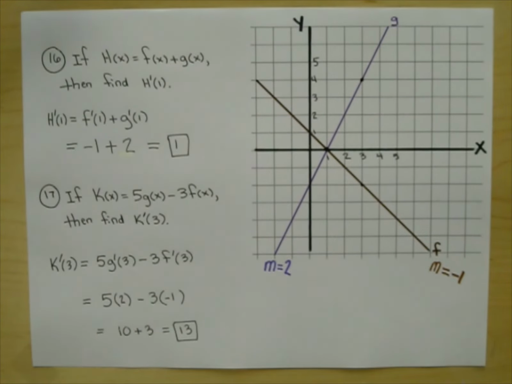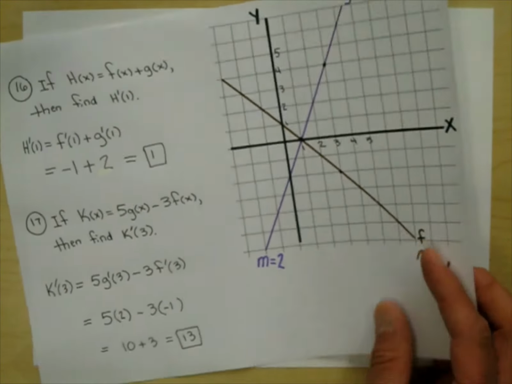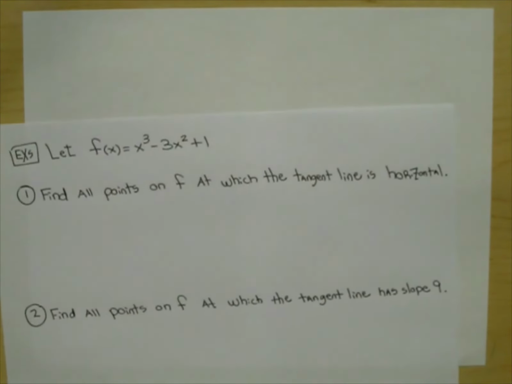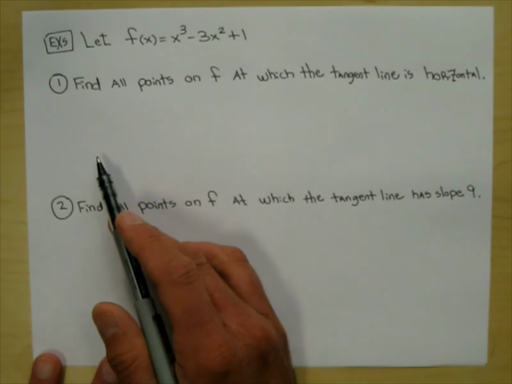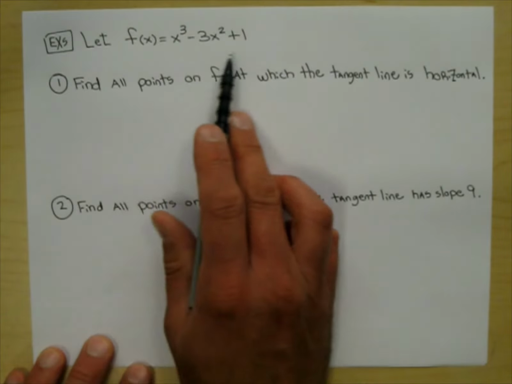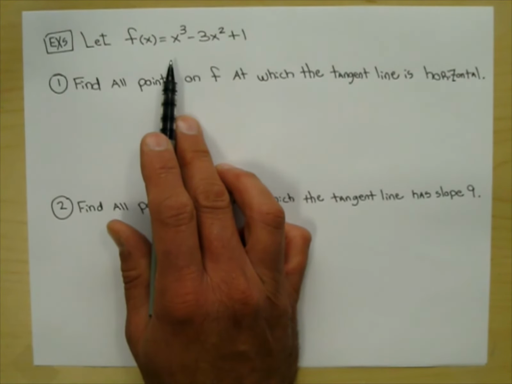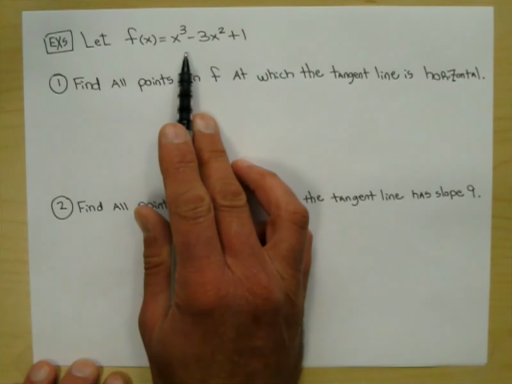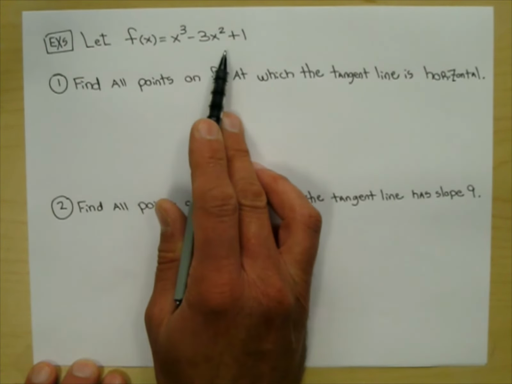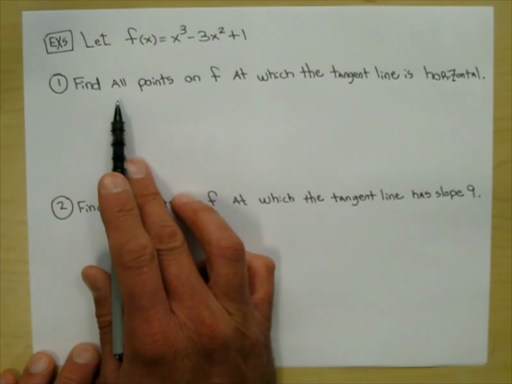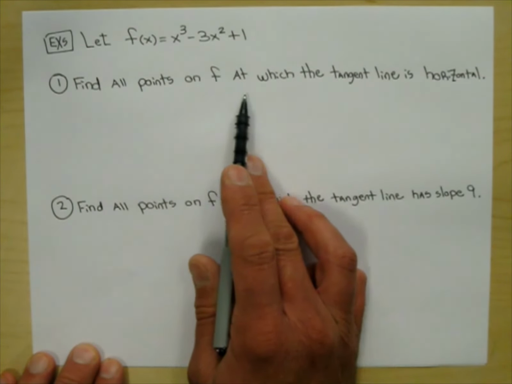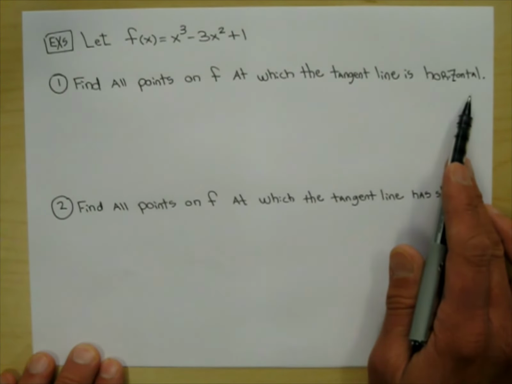Okay, we're going to continue. Do a few other kinds of problems that look like the homework problems. And we're starting the numbering back at 1 again because, you know, once you get up to like 17, that seems like a lot. And this is a different kind of problem. So the next few problems, all the way to the end of this lecture, will involve this function, x cubed minus 3x squared plus 1. So this is a polynomial. And it asks, find all points on f at which the tangent line is horizontal.